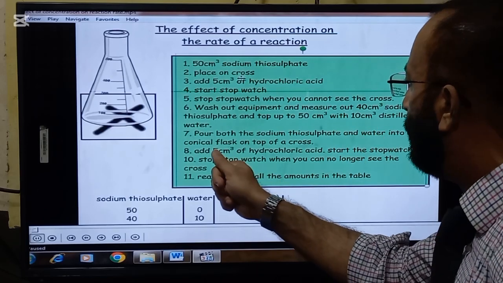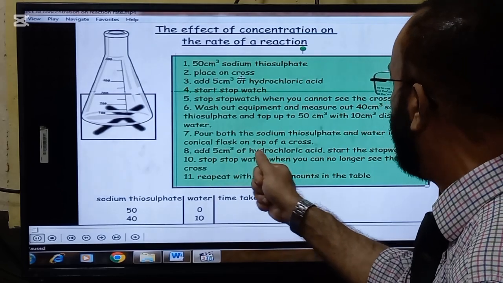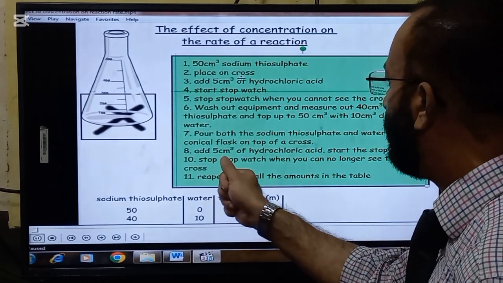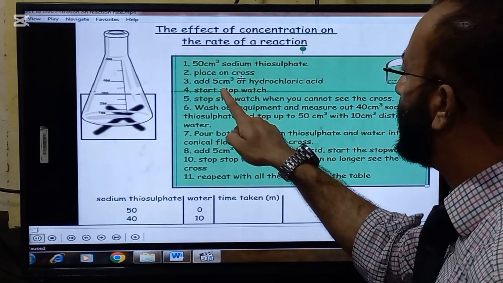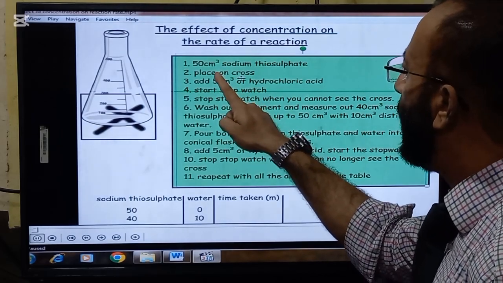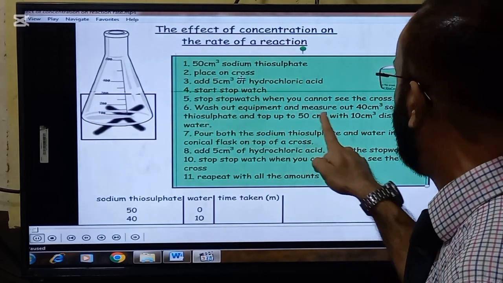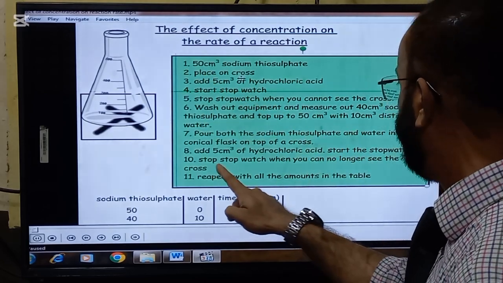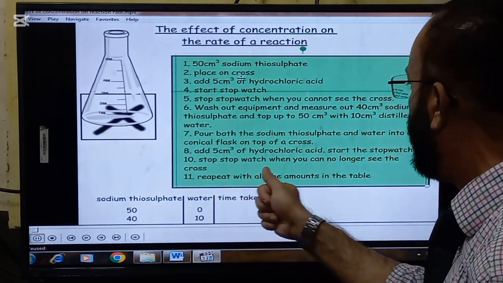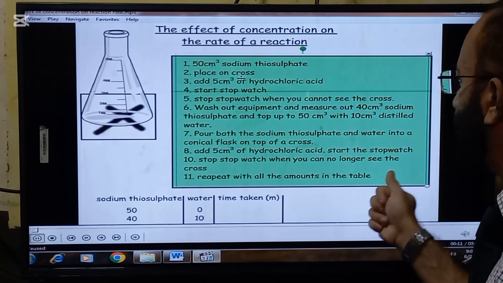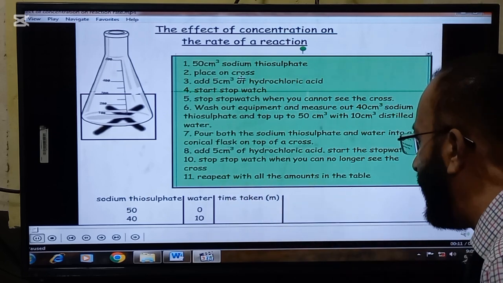So look now, pour both the sodium thiosulfate and water into a conical flask on top of the cross. Add 5 centimeter cube of the hydrochloric acid. The hydrochloric acid's concentration is the same, but we are decreasing the concentration of the sodium thiosulfate from 50 to 40. Okay, start the stopwatch. Stop the stopwatch when you can no longer see the cross. Repeat with all the amounts in the table.